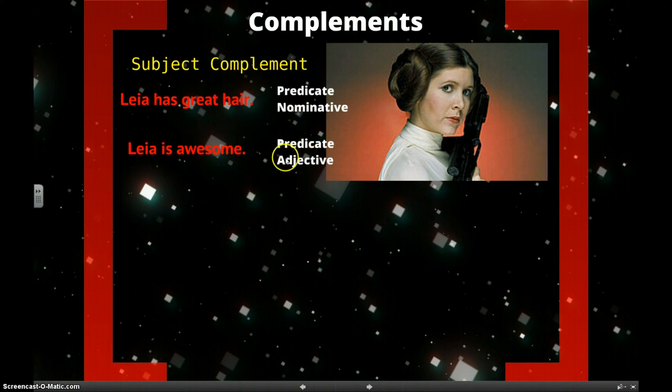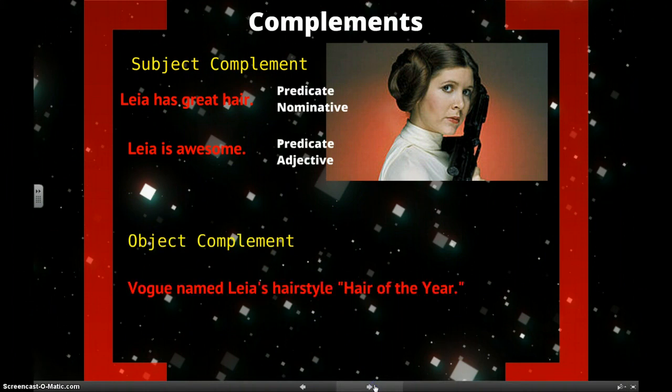So that's all these terms are referring to. It's predicate nominative if it's a noun, it's predicate adjective if it's an adjective. So subject complement, Leia has great hair, it is linking the subject Leia to the noun hair, or linking the subject Leia to the adjective awesome. And that's all a subject complement is. An object complement is a little different and a little more rare. You're not often going to have object complements. But here is an example.